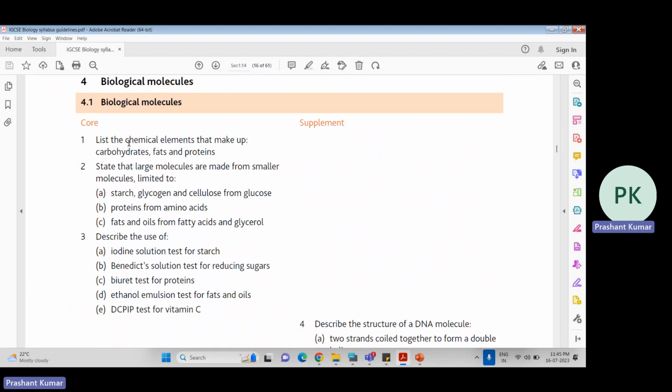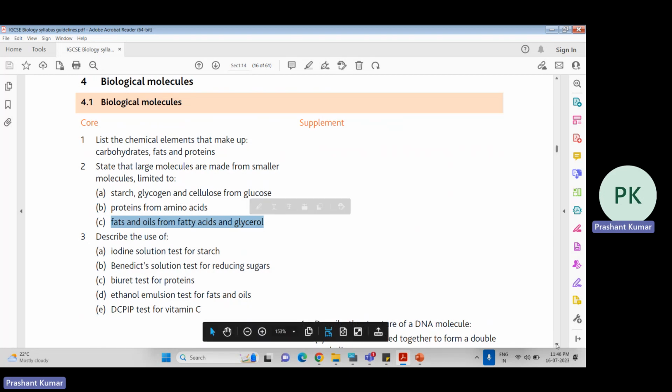It deals with some basic biological molecules such as carbohydrate, fats, protein. Then we will talk about the examples of these biomolecules, such as in the carbohydrate category, we'll talk about starch, glycogen, cellulose, and all these molecules form from the glucose molecule, which is a monomer unit. Then proteins form from amino acids, and fats and oils form from fatty acids and glycerol. This is the basics of the biological molecule.